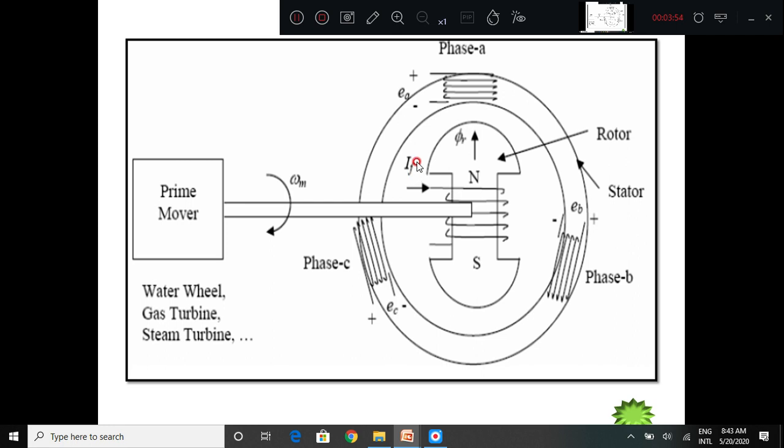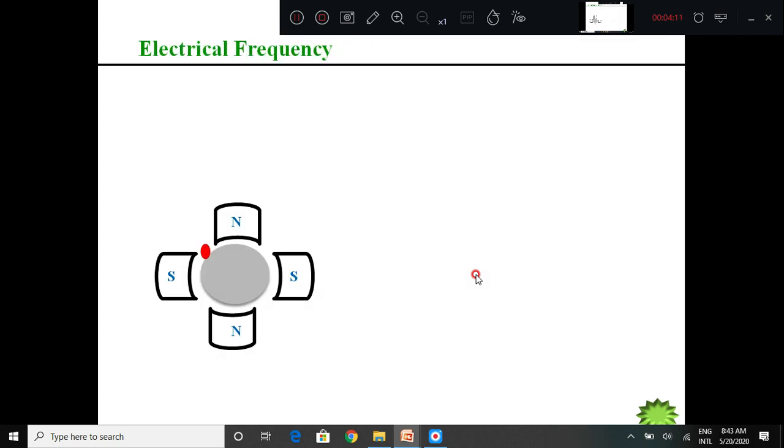All these three windings are similar. The magnitude of induced voltage in all the three phases is the same. This is how there is an induced voltage in the stationary armature conductors by Faraday's laws of electromagnetic induction. Then we have to determine the frequency of induced voltage. There are two things we have to see here: one is the frequency of induced voltage and the other is the magnitude of induced voltage. First we will take up the electrical frequency.